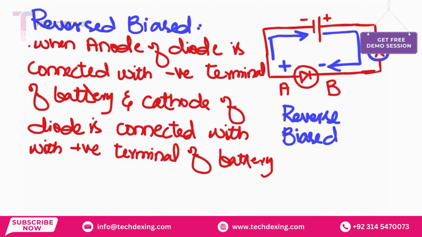So your semiconductor diode is reverse biased and you have placed a lamp in the circuit. Whether the lamp would work or not? Okay, the semiconductor is reverse biased, so the lamp will not work. Why would it not work? Because when the diode is reverse biased, the material is connected to the negative terminal.